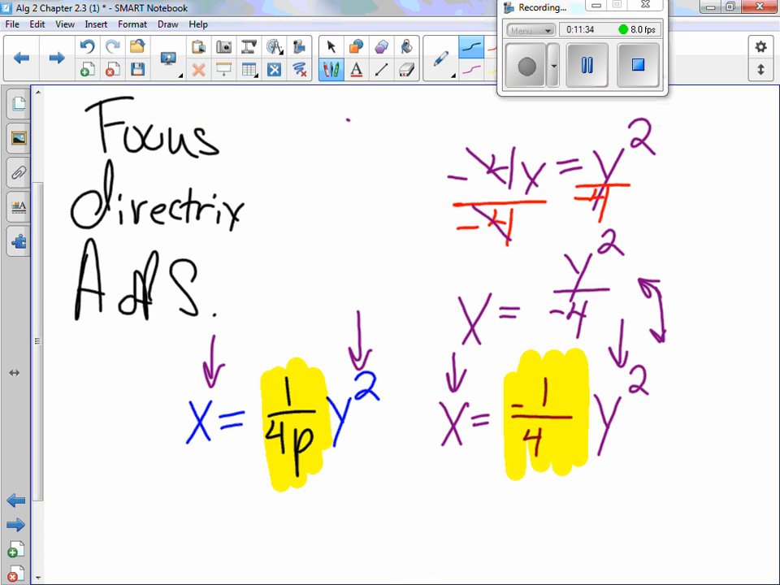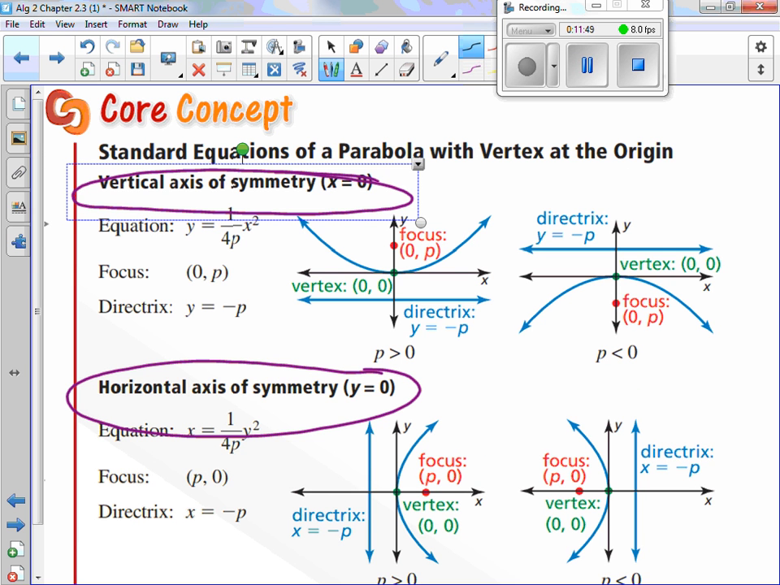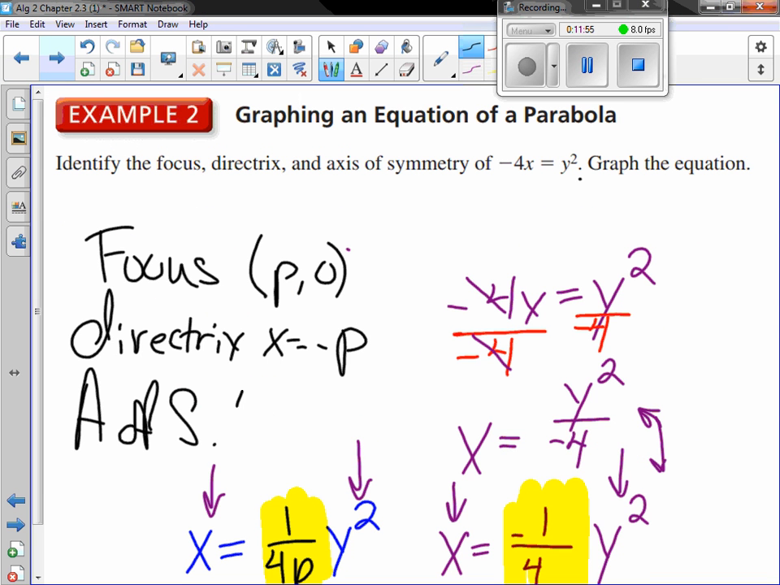Because our focus for this here is p comma 0. Our directrix is x equals negative p. And the axis of symmetry, y squared, horizontal axis of symmetry is y equals 0. So hey, we had axis of symmetry before we even started this problem, yes? Because y squared told us. Since y squared, this is what it is.